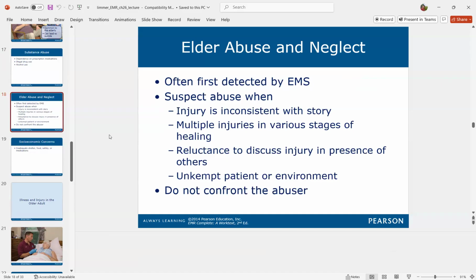Abuse is often first detected by us, right? We can pass along what we're seeing in the field. We should suspect abuse when injury is inconsistent with the story, or there are multiple injuries in various stages of healing, just like child abuse. Another sign is reluctance to discuss injury in the presence of others, maybe at the nursing home, where they don't want to talk about it in front of the CNA that's there. Also, unkept patients or an unkept environment. We don't want to confront the abuser. We just want to note that, treat the patient, and get them out of that environment. We can figure out what's going on.